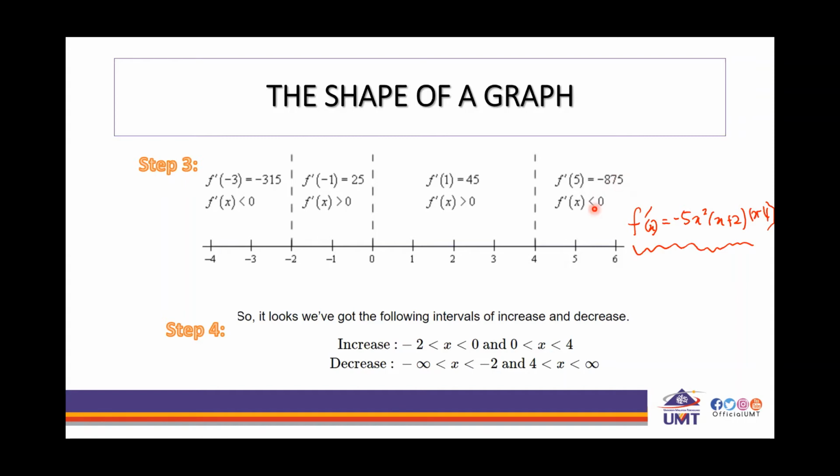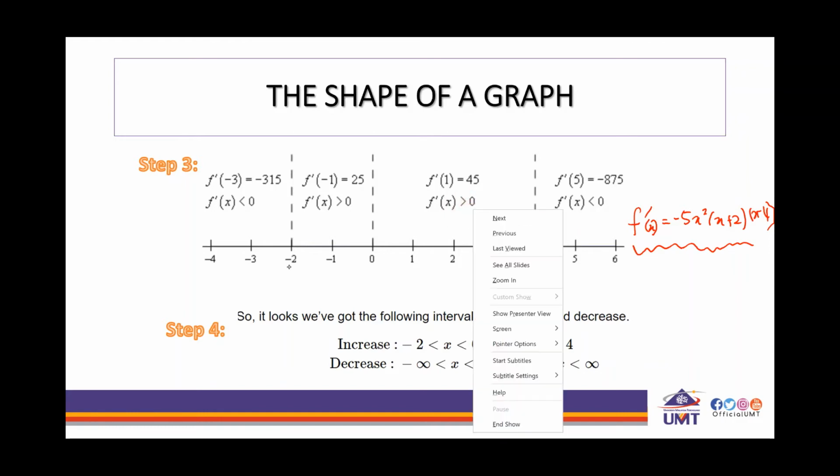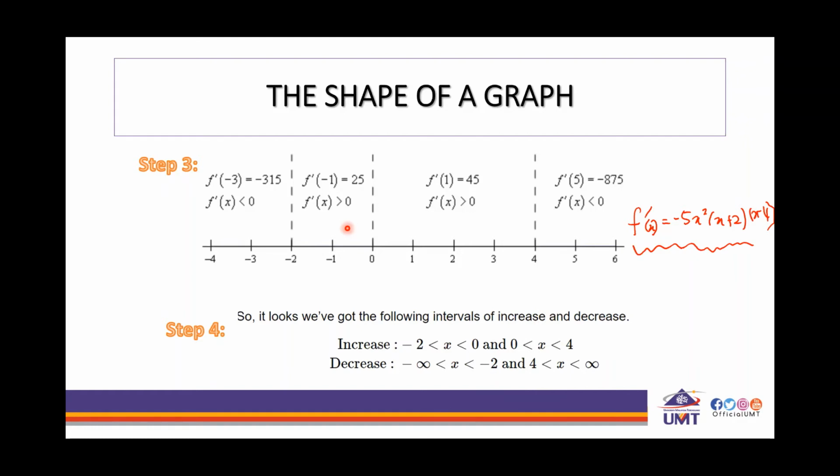And here you can conclude whether f prime x, the derivative, is greater or smaller than 0. For example, for this interval, where x is greater than 4, you will get f prime x smaller than 0. From 0 to 4, you will get f prime x greater than 0. From negative 2 to 0, you get f prime x greater than 0, according to this answer.